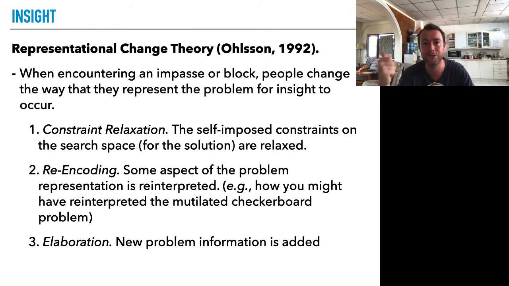We can relax the constraints. So whatever self-imposed constraints you've put on the search space, if we keep having problems finding the solution, we can relax them or think about what constraints we're putting on it. We can engage in re-encoding. So some aspects of the problem representation are reinterpreted. How you might have reinterpreted the mutilated checkerboard problem is one example. The example of the bird and the train is another, where you're re-encoding that entire representation of how you're going to go about solving it.